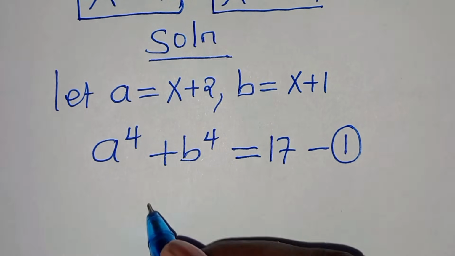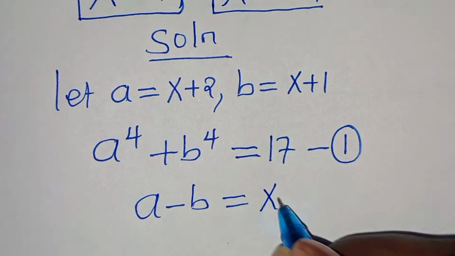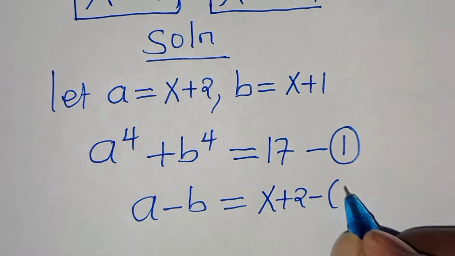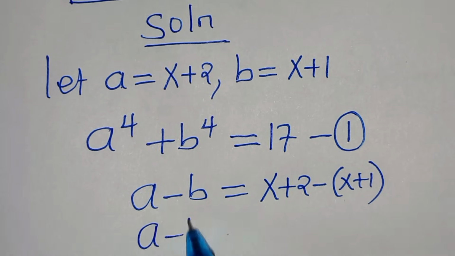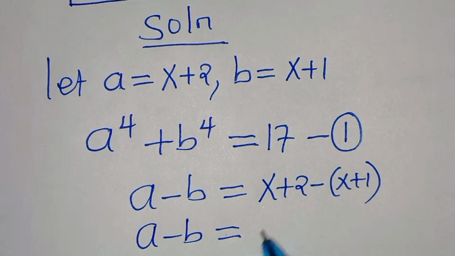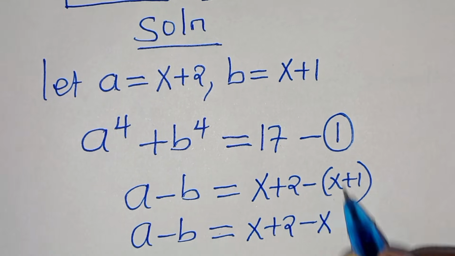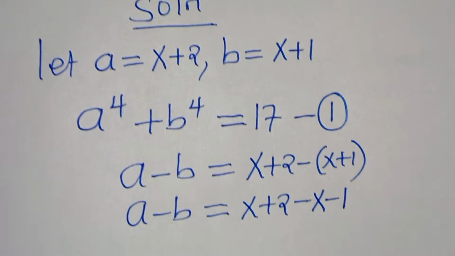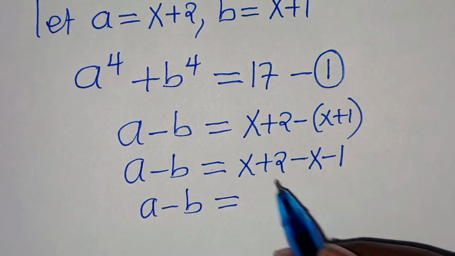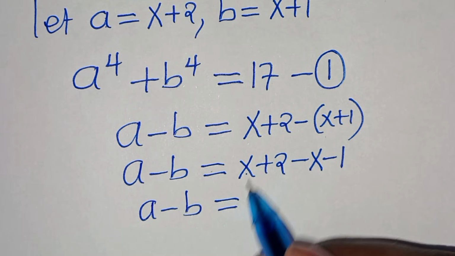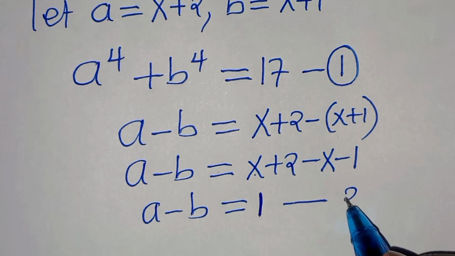And we have that a minus b is equal to x plus 2 subtract x plus 1. So this implies that a minus b is equal to x plus 2 minus x, then minus 1 times plus 1, this is minus 1. So a minus b is equal to x minus x, which simplifies, 2 minus 1, this is equal to 1. Let's call this equation 2.